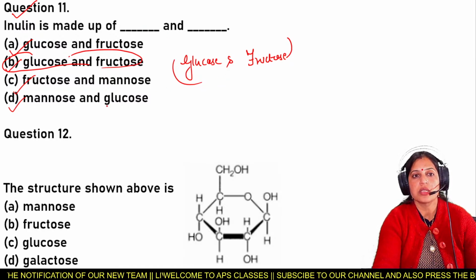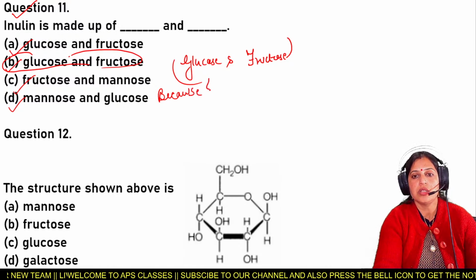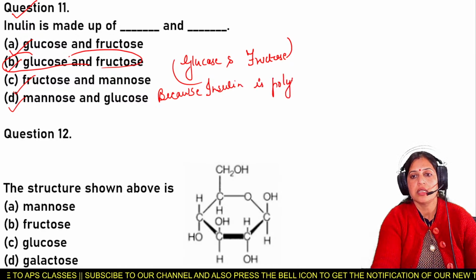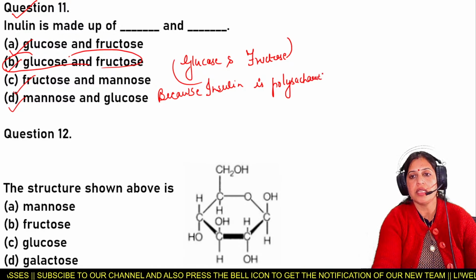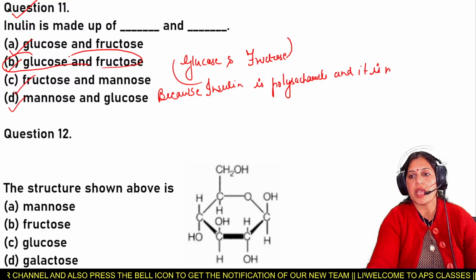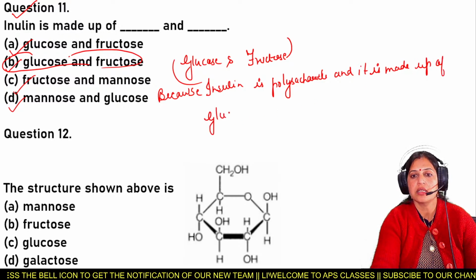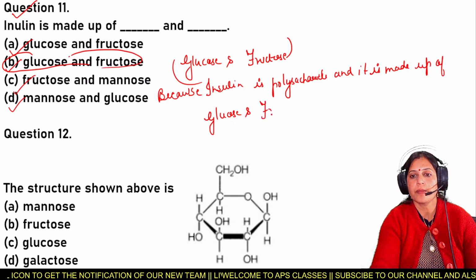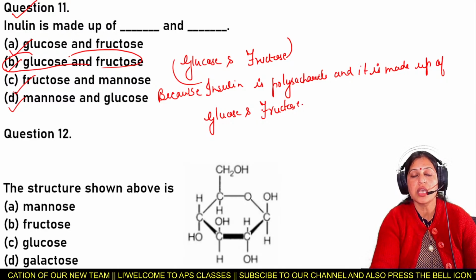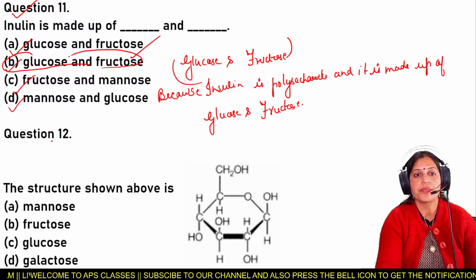Glucose and fructose, because insulin is a polysaccharide and it is made up of glucose and fructose. So here insulin is made up of glucose and fructose because insulin is a polysaccharide. So here this is the right answer.